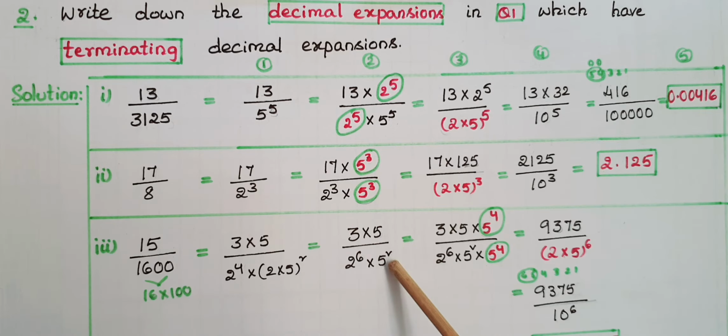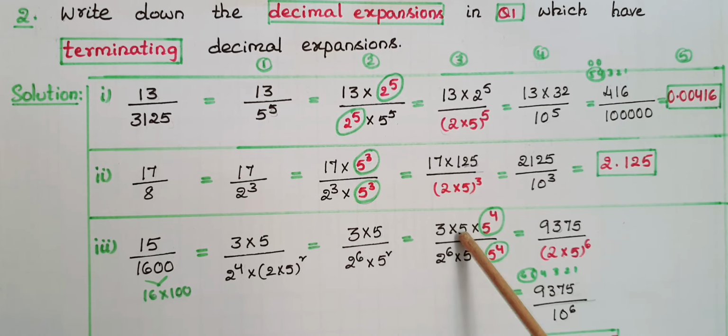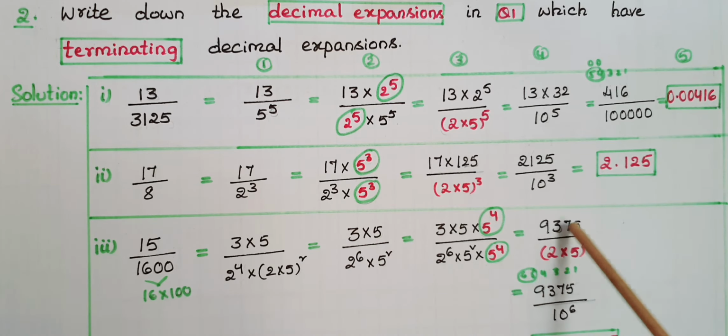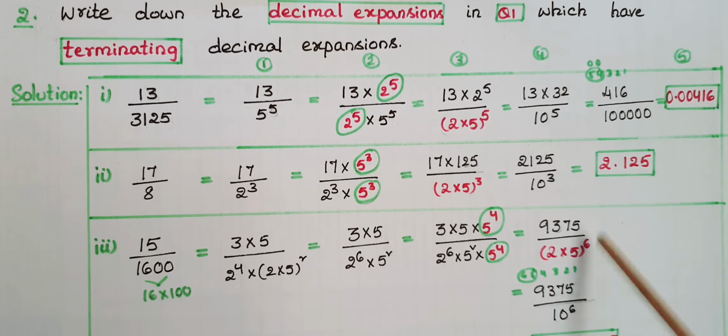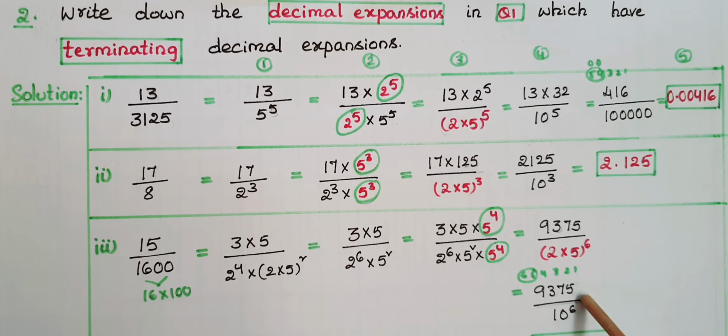So you have to multiply this with 5 to the power of 4. Then it becomes 5 to the power of 6. So if you multiply 5 to the power of 4 in the denominator, then you have to multiply that same number with the numerator also. Therefore, 3 into 5 into 5 to the power of 4 by 2 to the power of 6 into 5 square into 5 to the power of 4, that is equal to 9375 by 2 to the power of 6 into 5 to the power of 6, that is 2 into 5 whole to the power of 6, that is equal to 9375 by 10 to the power of 6.